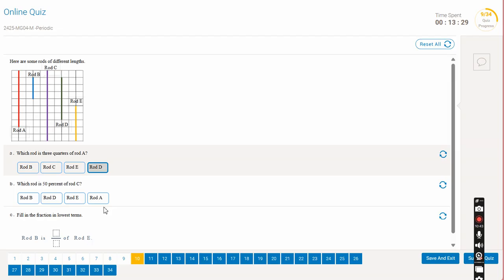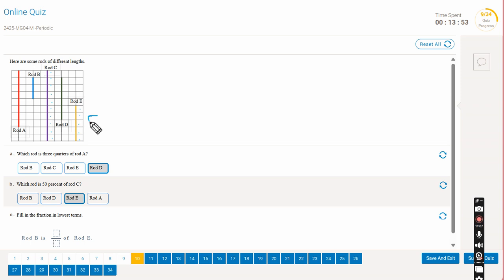Then what is 50% of rod C? 50%. So it means half. So let's count how many blocks rod C is. 1, 2, 3, 4, 5, 6, 7, 8, 9, 10. Now 50% also means half, right? This is 10. So we're supposed to look for a rod that's half, 5. So 1, 2, 3, 4, 5. So this is rod E. If you want to be more careful, always count the rods and write the numbers beside them. So this is 5, this is 10, so it'll be easy for you, but also make sure that they're the right numbers. Don't get confused in that.